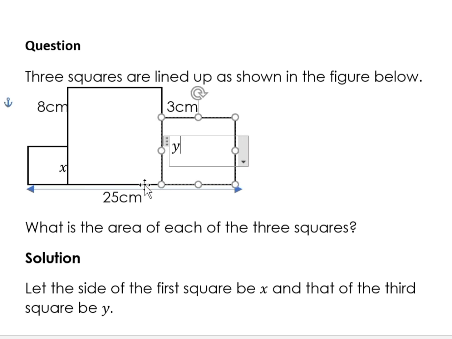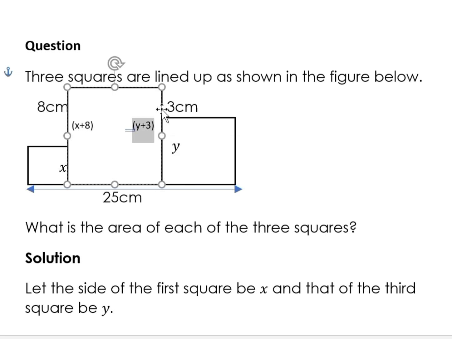So having that in mind, we can get an algebraic expression representing the distance from here to here as x plus 8. And similarly, we can get the distance from here to here in the form of an algebraic expression as y plus 3. We can also get the distance from here to here in algebraic form by saying it's equal to this 25, the distance from here to here, less this distance, which is x, and then less this distance from here to here, which is y. So that is what we have there.